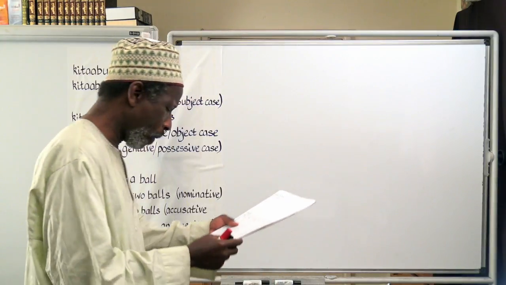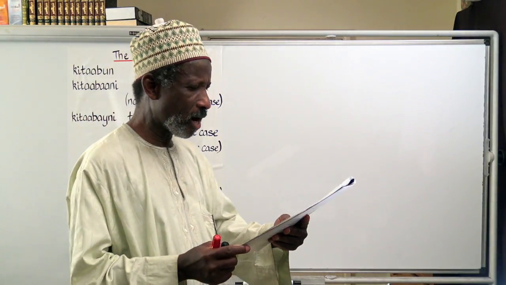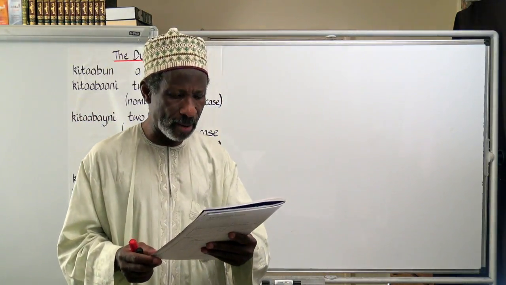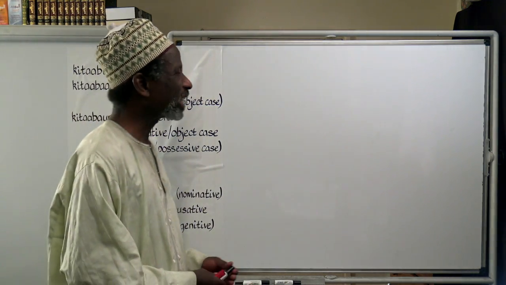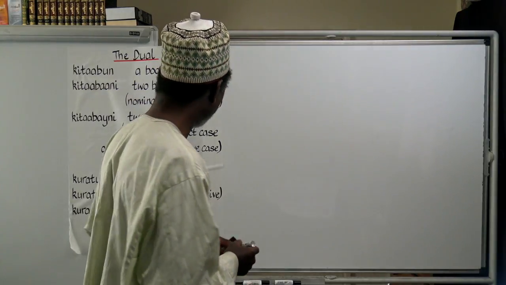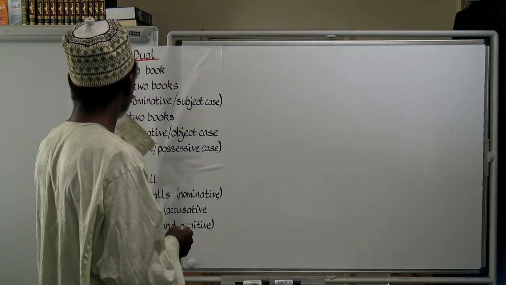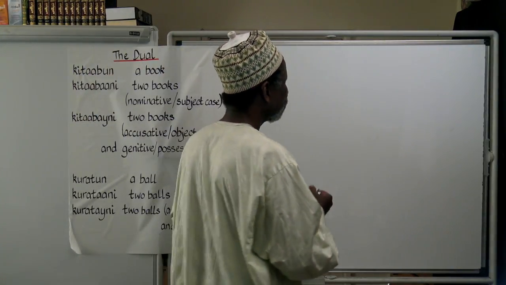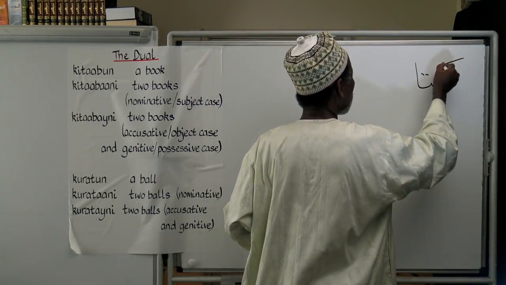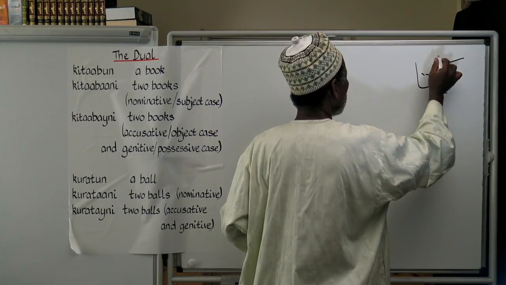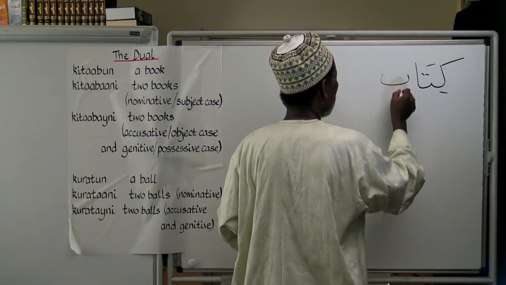Let's try. So on page 36, we have an example of kitabun and kuratun. Let's do kitabun. Masculine word first. Masculine, a book. Kitabun, a book. Let's write kitabun. Kitab. So kitabun, a book.